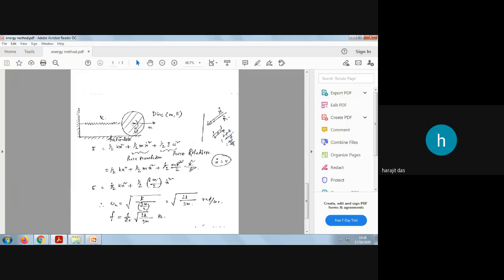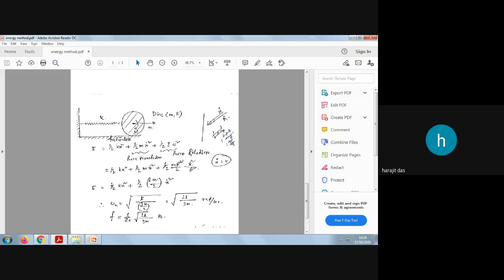Here you can see one example. I am giving this example as homework for you. The question is not directly written, but from this figure you can imagine what the question will be. You need to find out the natural frequency for this system.